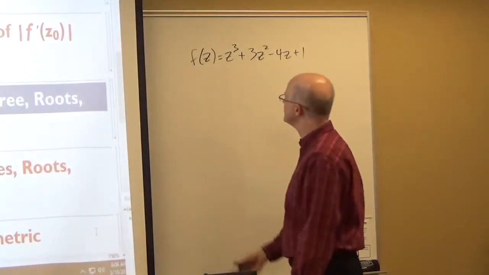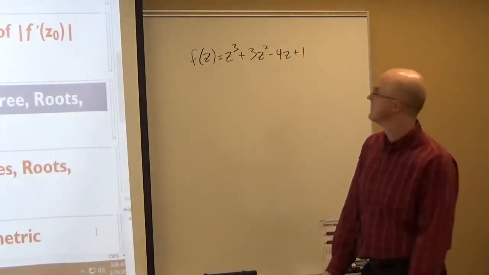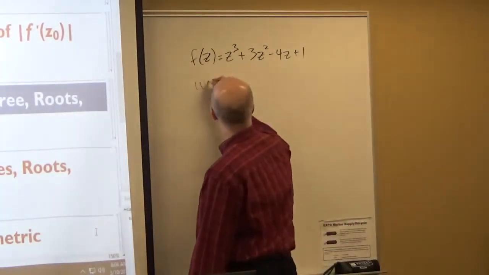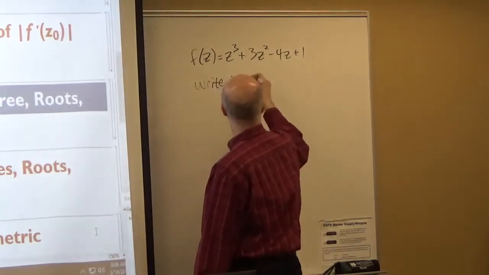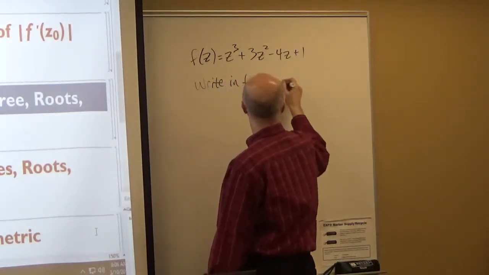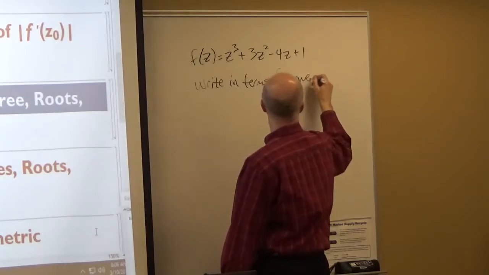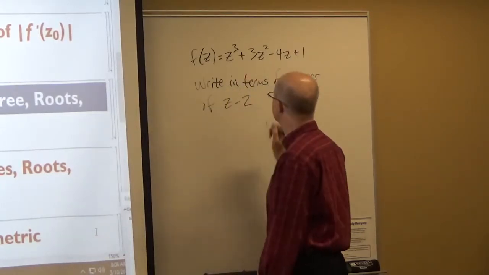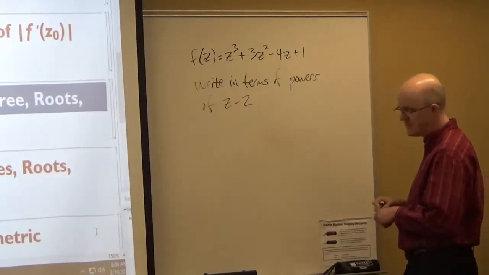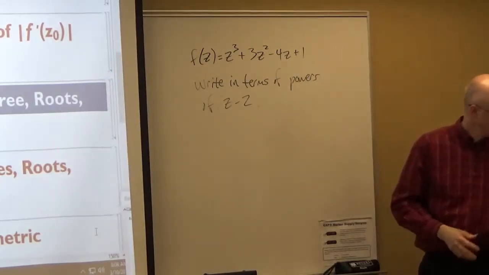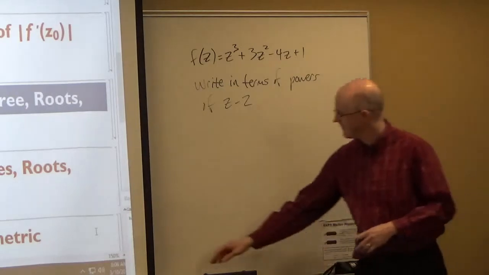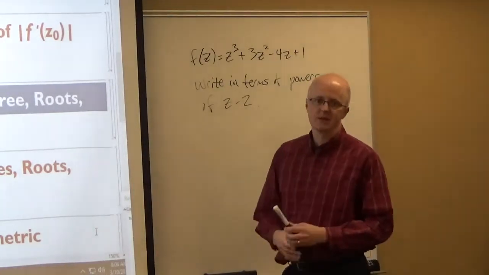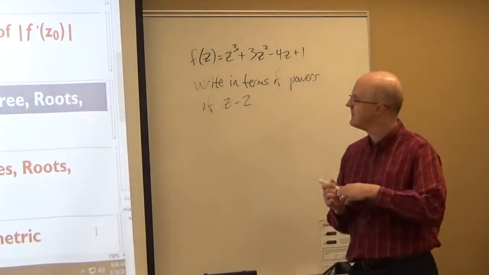Can I write this in terms of powers of, say, z minus 2? Right? In terms of powers of z minus 2 instead of z. Can that be done? Yes, it can. There's two methods. I will show you both methods. The first method is to do a change of variable, essentially.